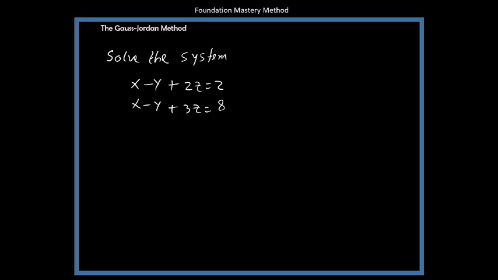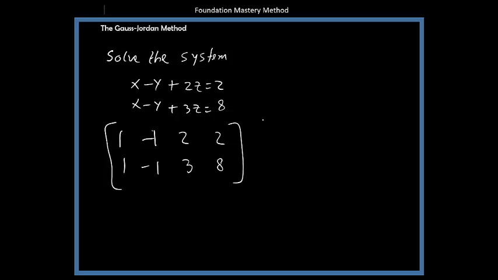So let us make the augmented matrix of this system. You know that your augmented matrix will be 1, negative 1, 2, 2, and then 1, negative 1, 3, 8. I want to keep 1 in the first position, and the element just below the first row's first element needs to be 0. That's the form of the Gauss-Jordan method.